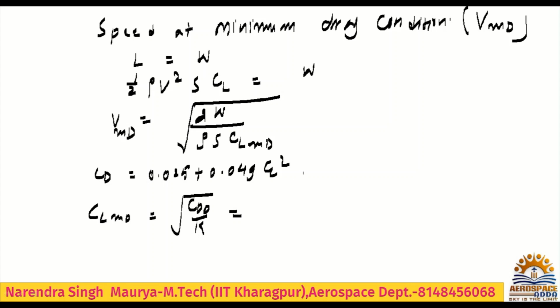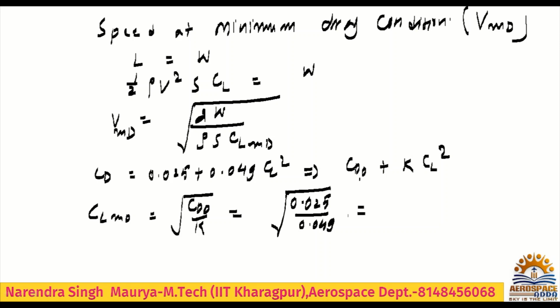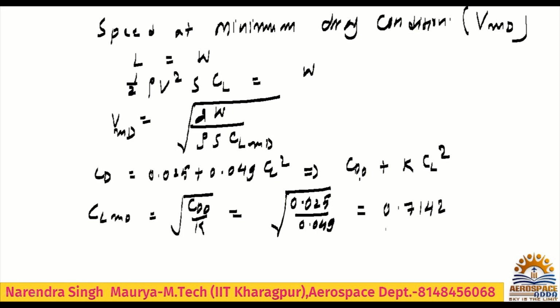Here this is the drag polar, and this drag polar is nothing but CD naught plus K CL square. This is the format. So what is CD naught? It is 0.025. What is K? It is 0.049. You need to calculate the CLMD. So what value may you get? CLMD approximately, in my calculation, I am getting 0.7142. So this is the value of CLMD.